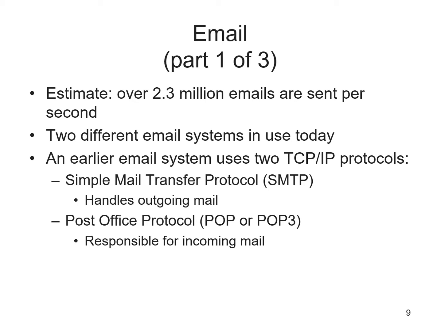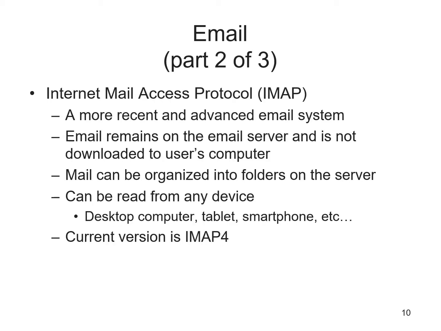Two different email systems are used today. An earlier email system uses two TCP/IP protocols, the Simple Mail Transfer Protocol (SMTP) and the POP service, which used to be there in the emails. Now, IMAP, the Internet Mail Access Protocol, is another protocol used in order to send and receive emails on the internet. Emails remain on the email server and are not downloaded to the user computer.